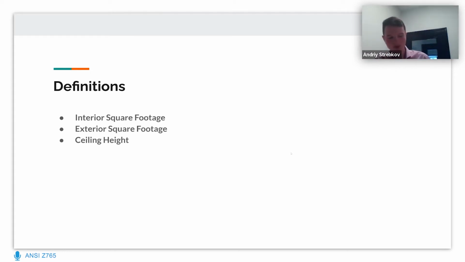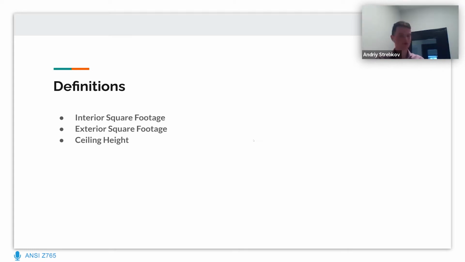Just a few more definitions for you. Interior and exterior square footage. Interior square footage is the inside surface of the exterior wall, so it's pane to pane, typically. Exterior square footage is a surface determined by measuring the outside surface of the exterior walls. And finally, ceiling height is the clear vertical distance from the finished floor to the finished ceiling. Typically, the ceiling height is somewhere between 8 and 9 feet.